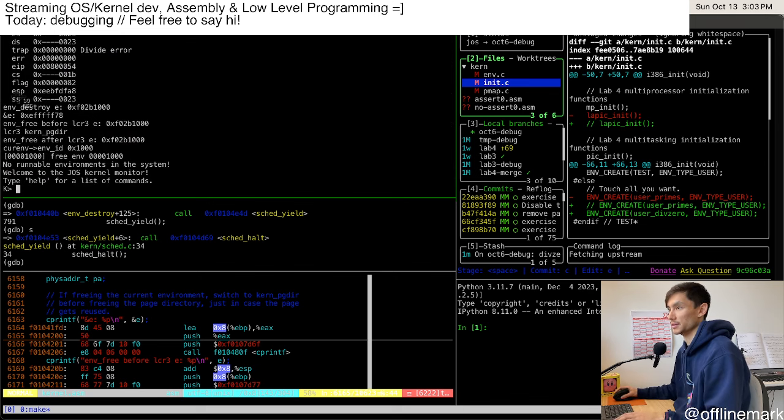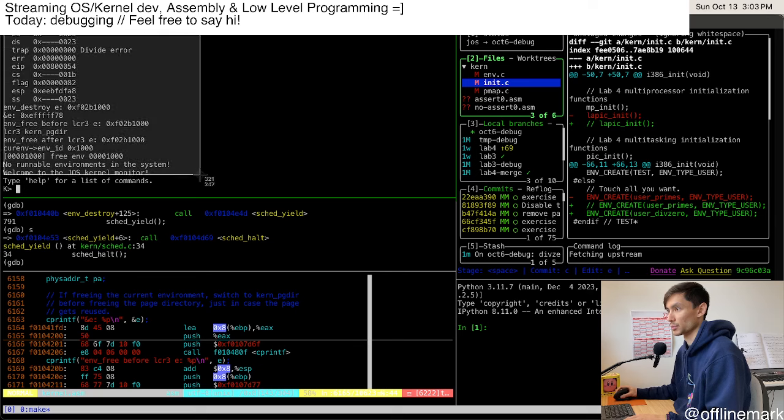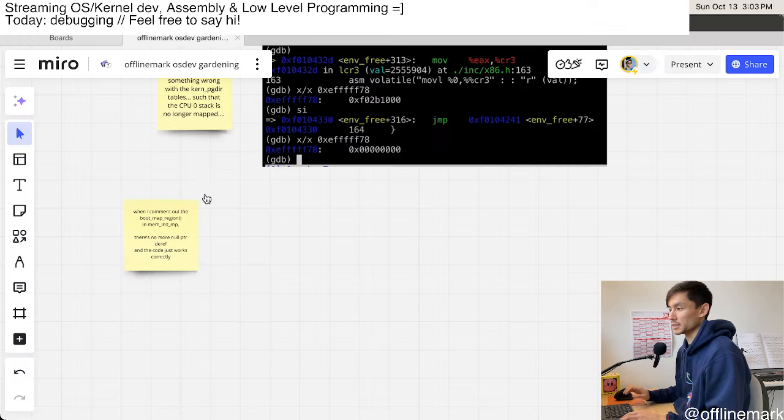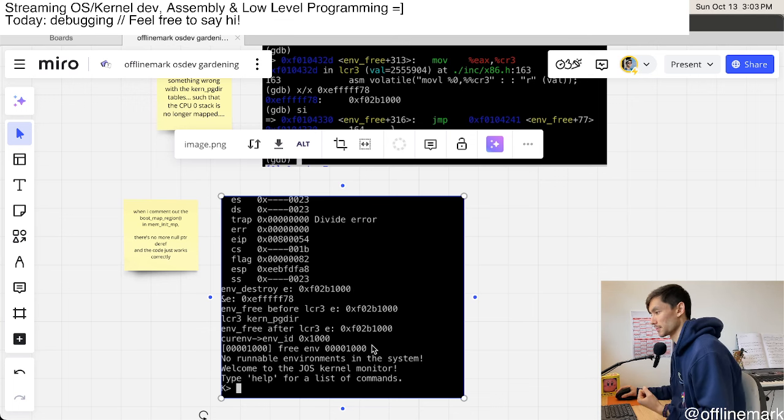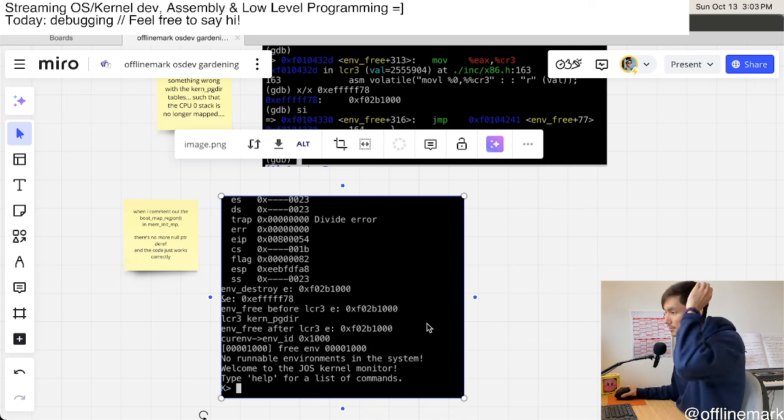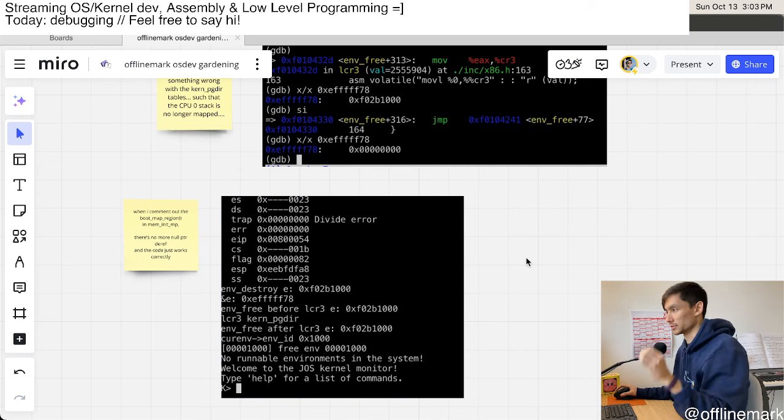Right, and this is how it looks when it is working. What we see here is that we catch the exception, and we're in this function that's printing out all this E pointer, and we can see that it does not become a null pointer, and we successfully run this and then hit this no runnable environments and then drop into the kernel monitor. So that's what it looks like when things are working.